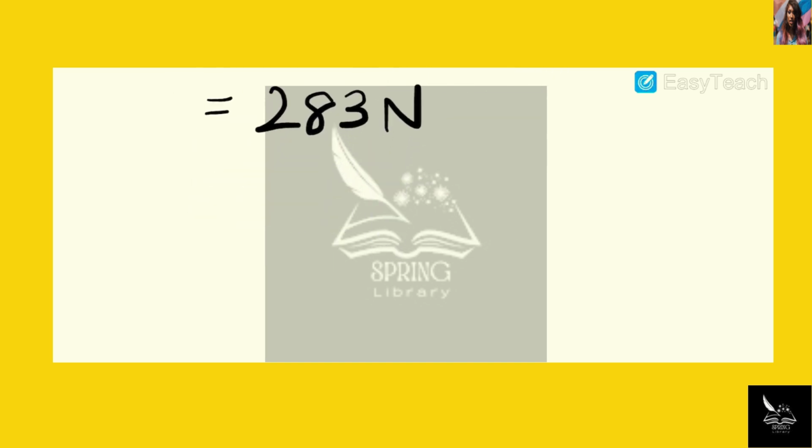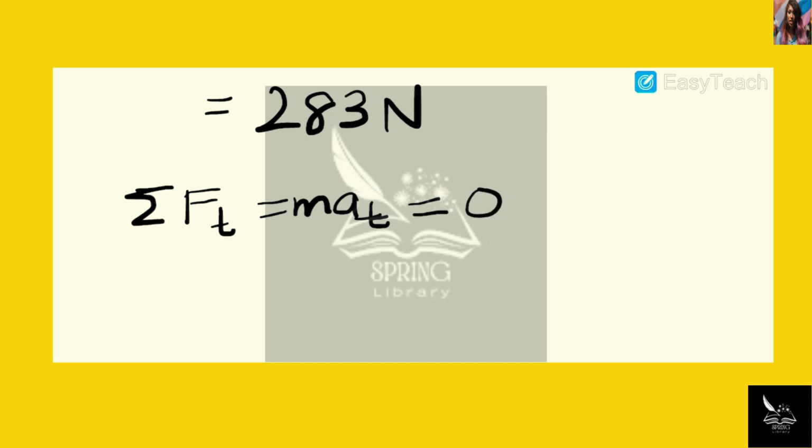Next, what we can do is solve for the tangential force. So we know that the net tangential force is equal to m a_t, but we know that the tangential force is 0 because the ride is going at a constant angular velocity. Therefore, tangential force is equal to 0.